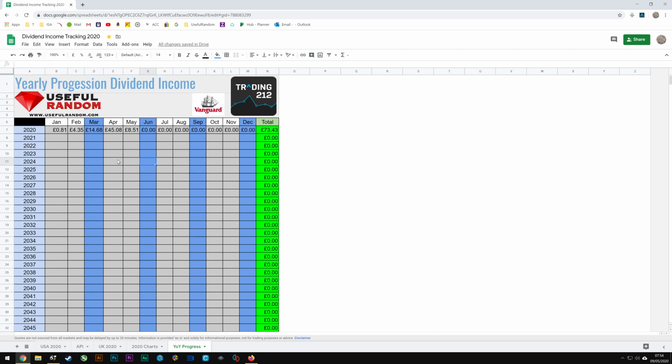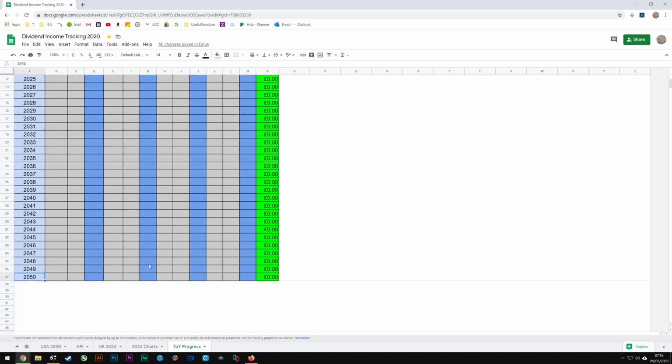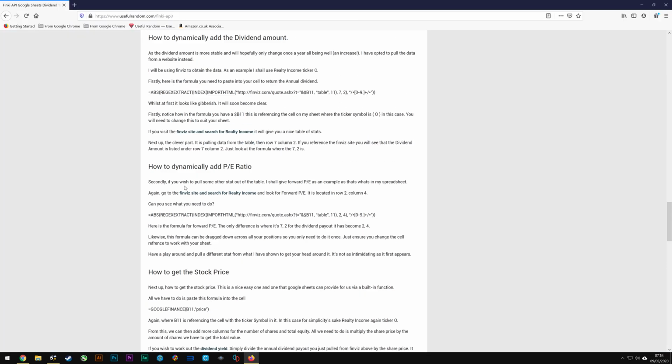And last but by no means least, we have the yearly progression chart. So this one allows me to see my progression year on year, month on month. I'm really looking forward to filling this one in come January 2021 to see how far we've come in just 1 year. Should be really nice to see.